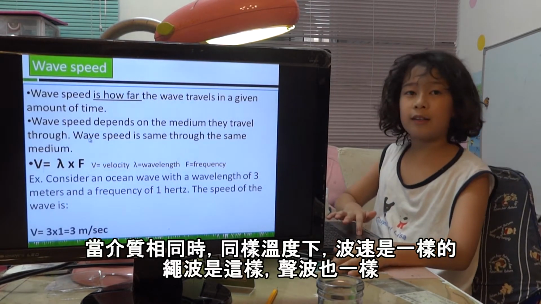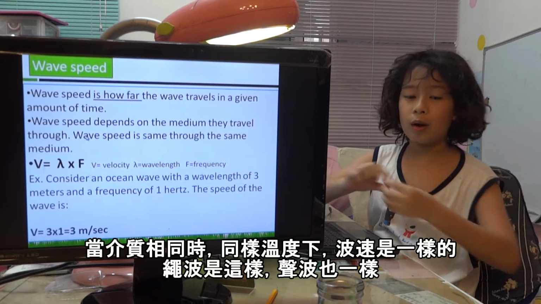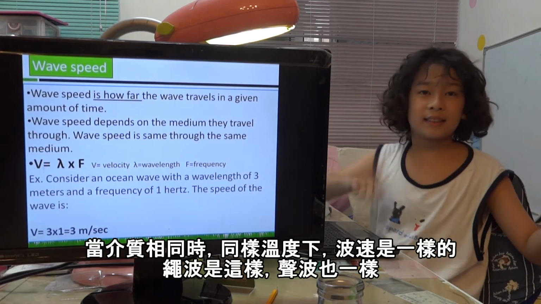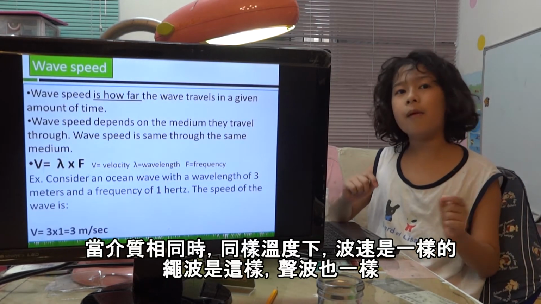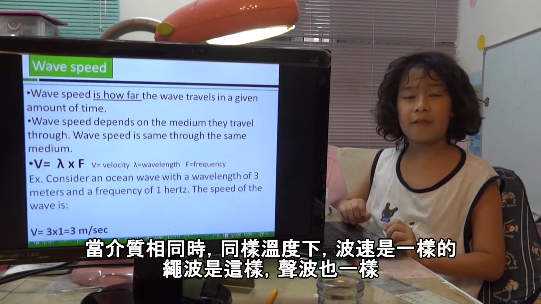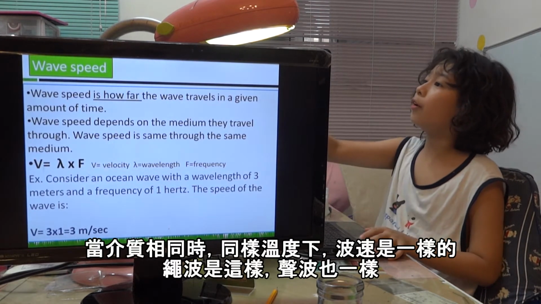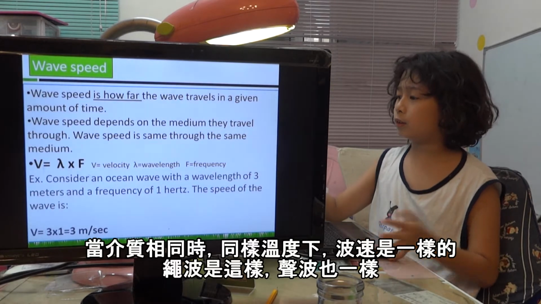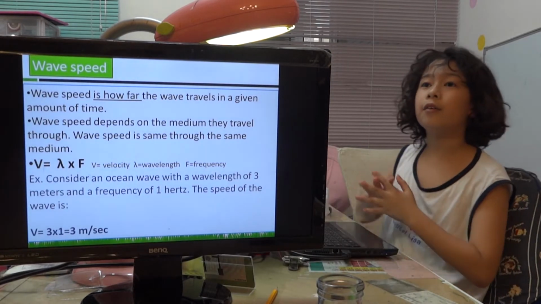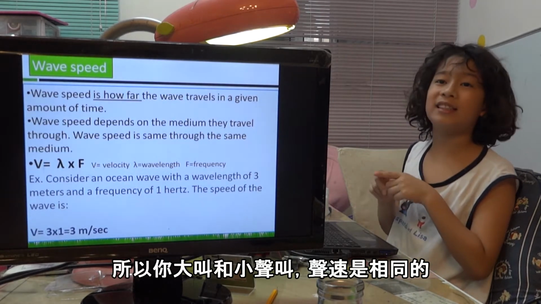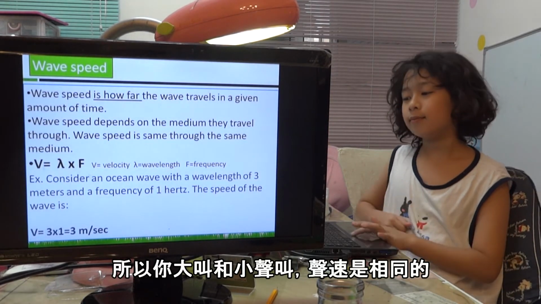Okay, above this is one rope. If you shake it very fast, it will be the same speed. But if you shake it very slow, it will be the same speed. The same medium will have the same speed. So all voices have the same speed in the same air. Anyone speaking will be very fast, but it's all the same speed. It's still very fast. Okay.